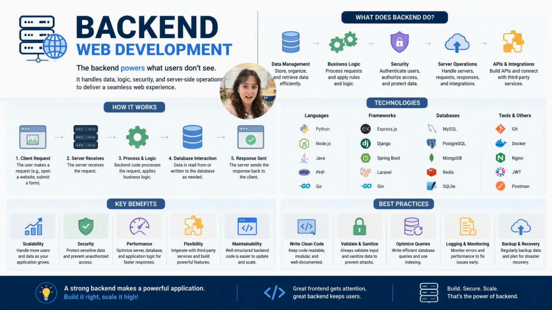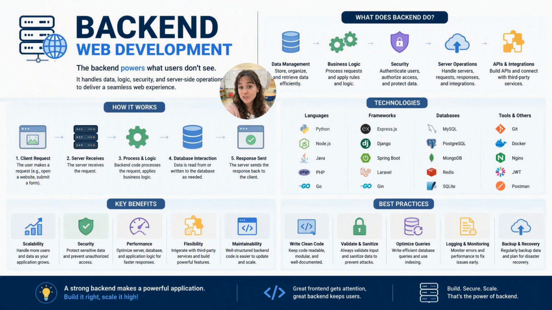application unique. A critical component is security, where the backend authenticates users, authorizes access to specific features, and protects sensitive information from malicious attacks. It also manages all server operations, handling the incoming requests, generating responses, and coordinating with external systems. Finally, the backend facilitates APIs and integrations, allowing it to build interfaces for communication and connect with third-party services like payment gateways or social media platforms.